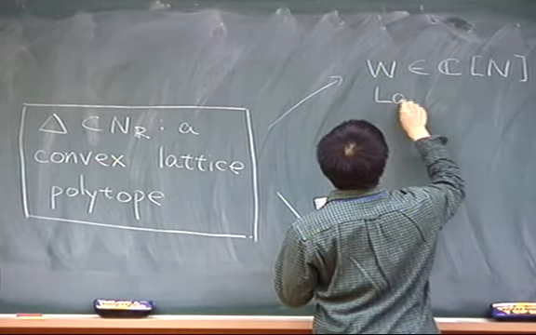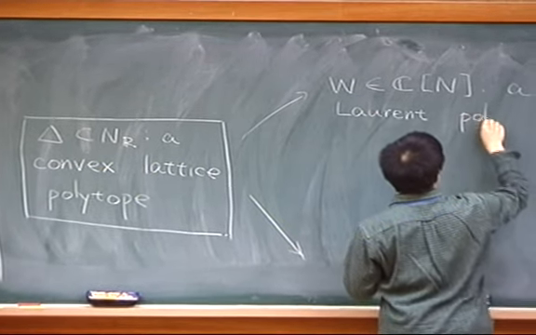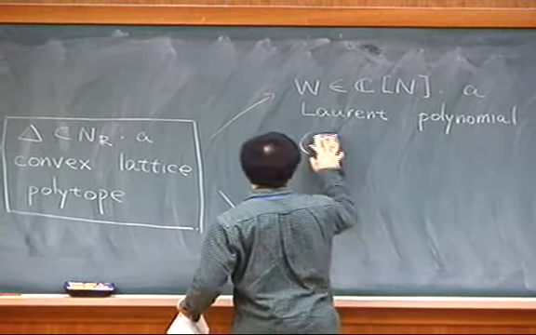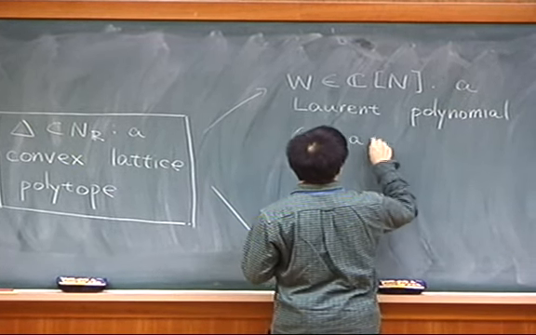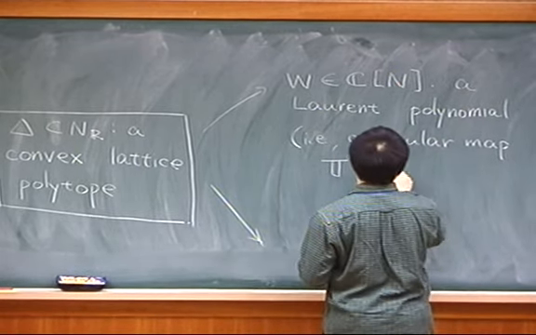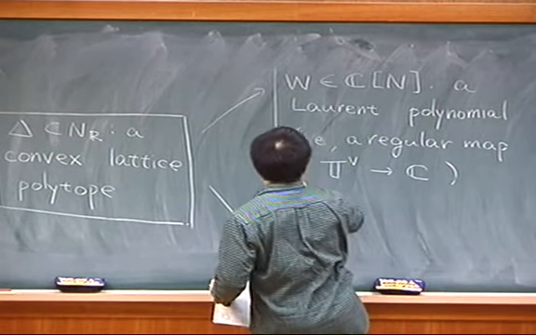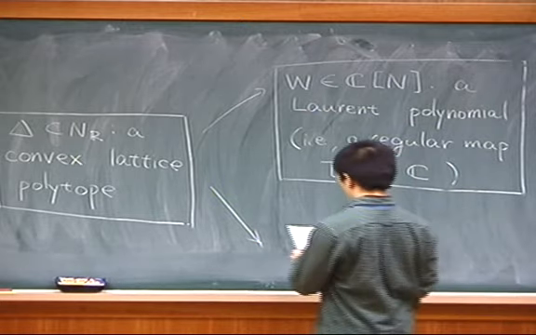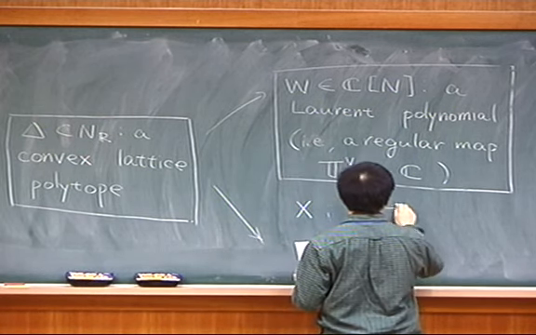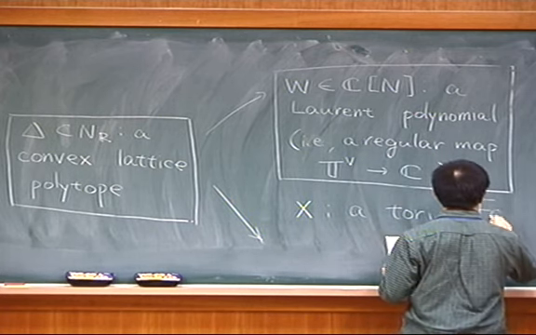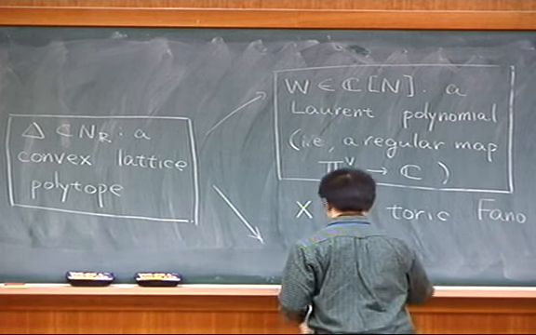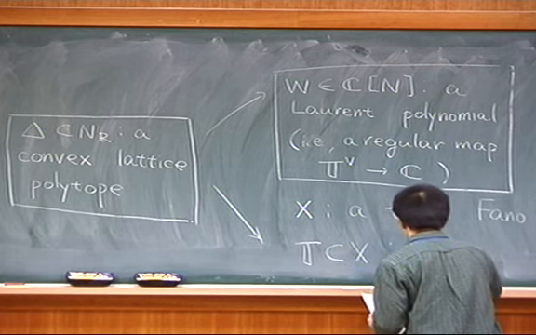This is a Laurent polynomial W, which gives a map from P dual to C, and the other one, which is mirror to this one, is a toric Fano stack X. And the torus T is inside of X as an open dense orbit.